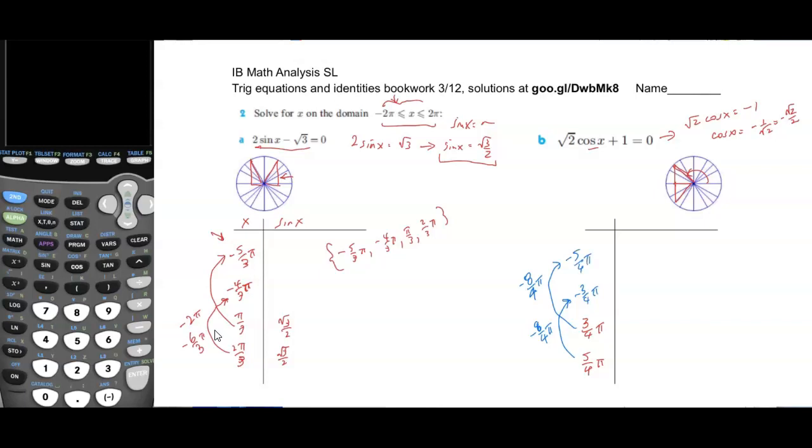And now we have all of the angles x between negative 2 pi and 2 pi which have a cosine value of negative square root of 2 over 2, or negative 1 over square root of 2. Okay? All right.